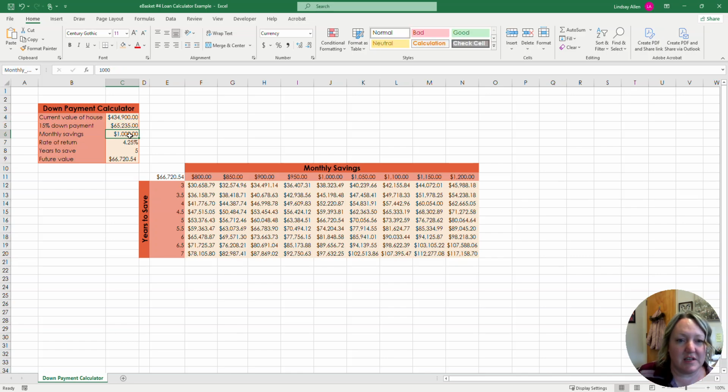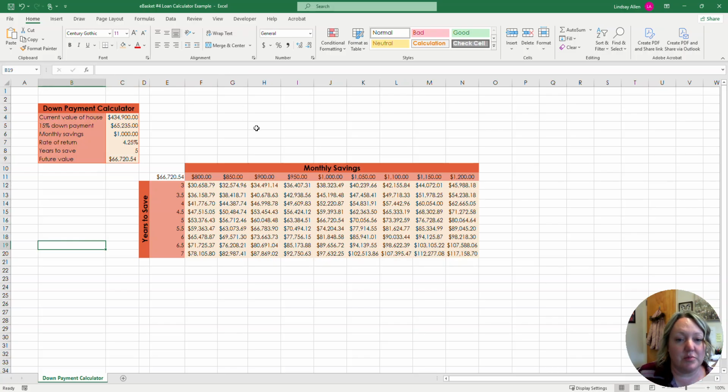How much you want to save in savings, your rate of return. So what are the rates for housing for a mortgage right now? How many years to save, and then the future value. And you're going to use the future value function. So I left this in here for you so you can see how to do it.